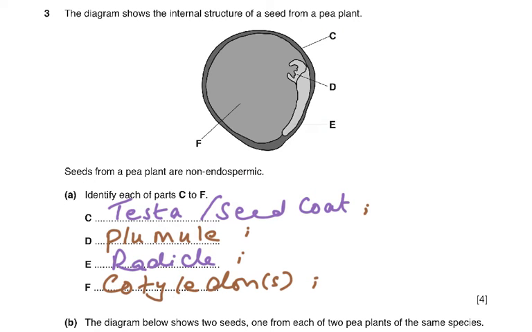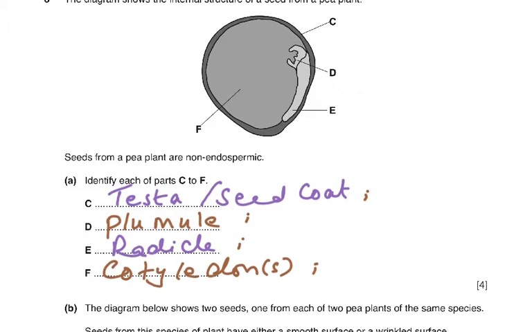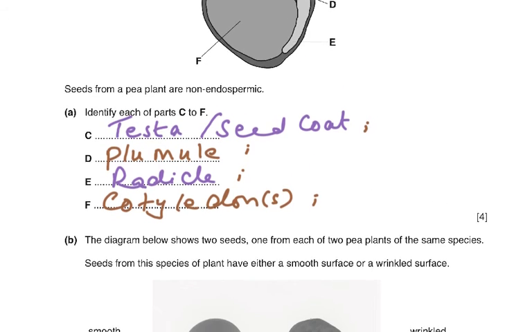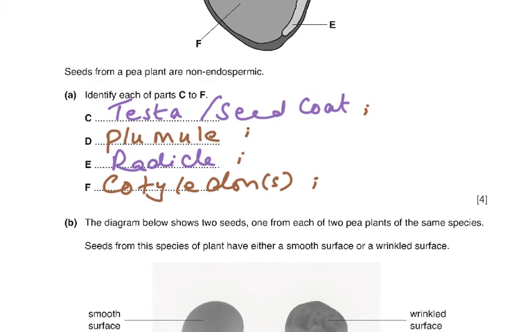Then question 3, the diagram shows the internal structure of a seed from a pea plant. Seeds from a pea plant are non-endospermic. Identify each of the parts C to F. C was the testa, D was the plumule, E was the radicle, and F was the cotyledon.